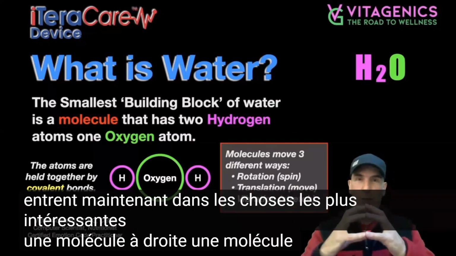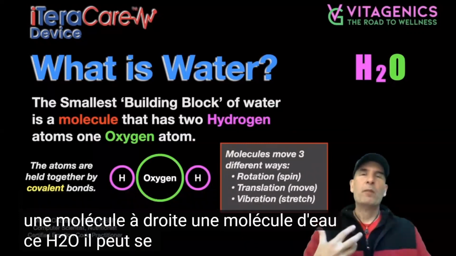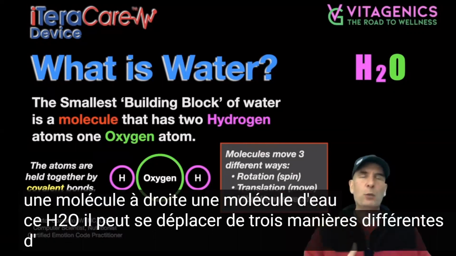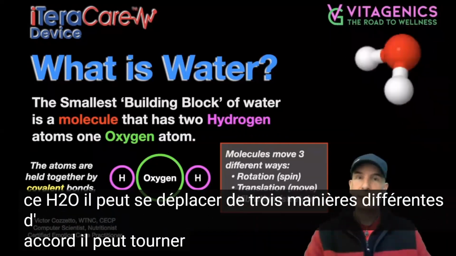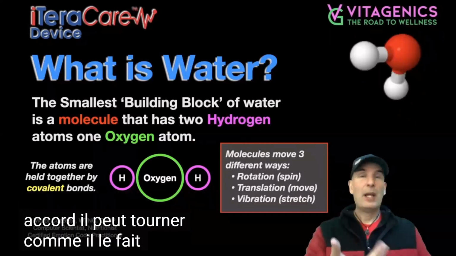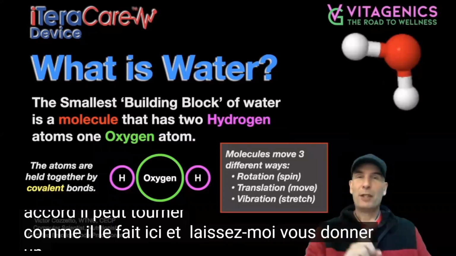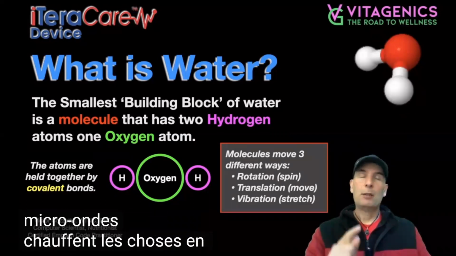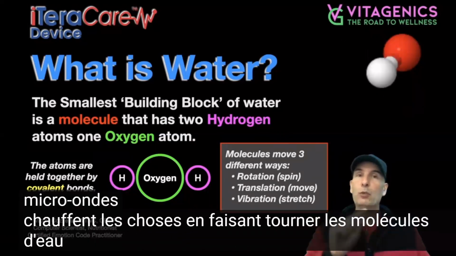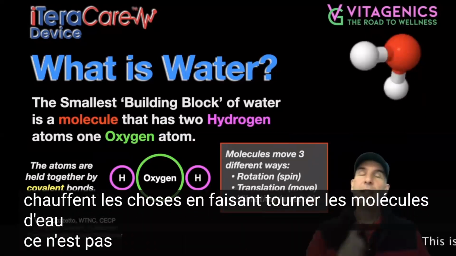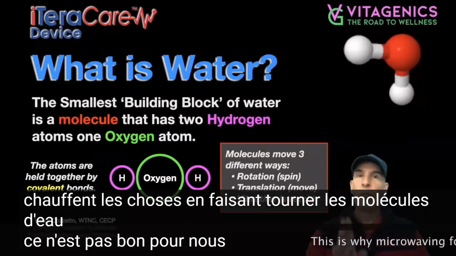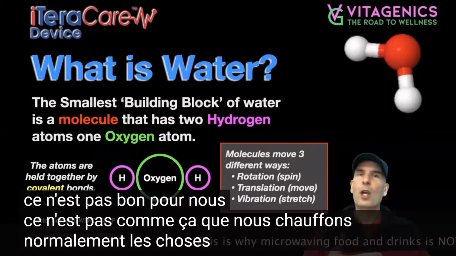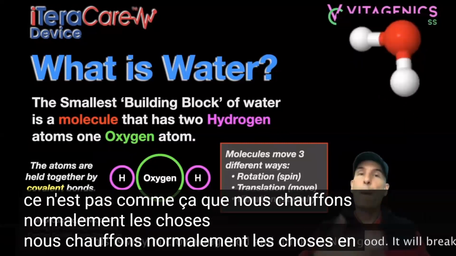Now, getting into the more interesting things, one molecule of water, this H2O, it can move in three different ways, okay? It can rotate like it does here. And let me give you another hint. Microwaves heat things by causing water molecules to rotate. This is not good for us. This is not how we normally heat things. We normally heat things by moving, right?